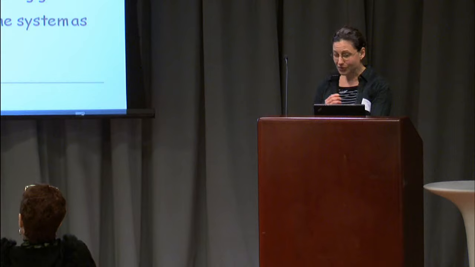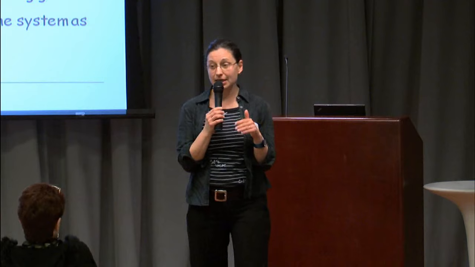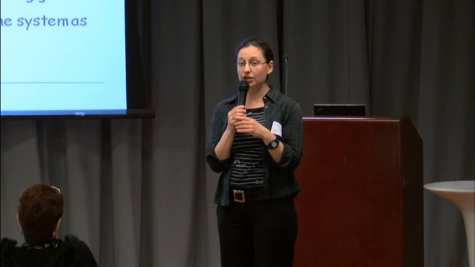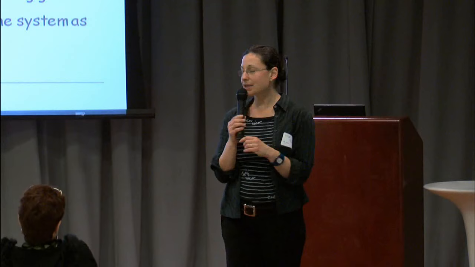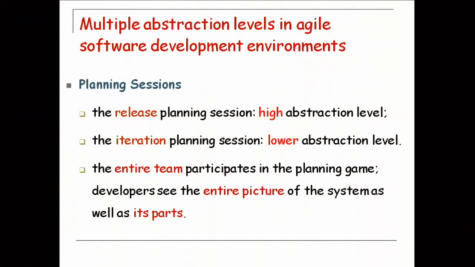So first of all, the planning sessions that take place at the beginning of each release and at the beginning of each iteration. And if the iterations are really small, they are of 1 or 2 weeks. When the release is longer, it's about 2 months. So first of all, the release planning session takes place on a relatively high level of abstraction. Then when we go to the iteration planning session, we reduce the level of abstraction.